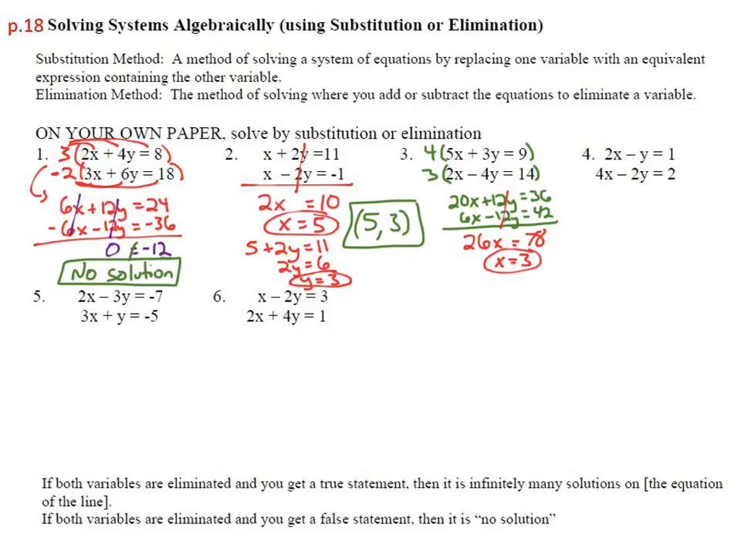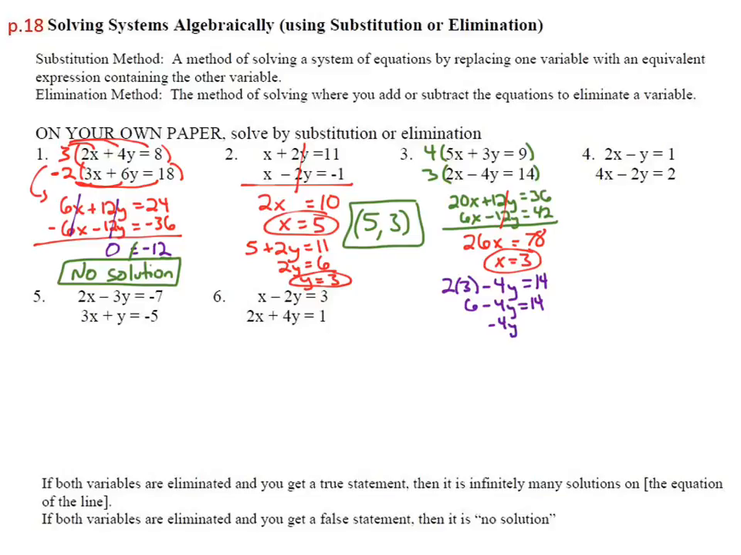And then I can substitute that 3 in for x in either equation. It doesn't matter which one. I'm going to use the second one. Mix it up this time. So we can say that 2 times our x value of 3 minus 4 times our y value that we need to figure out is 14. So 6 minus 4y is equal to 14.